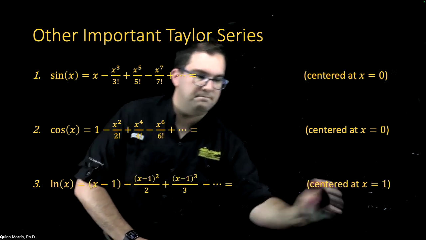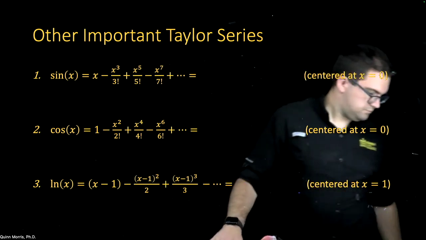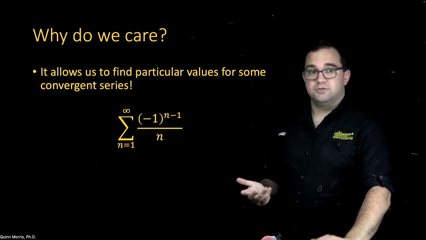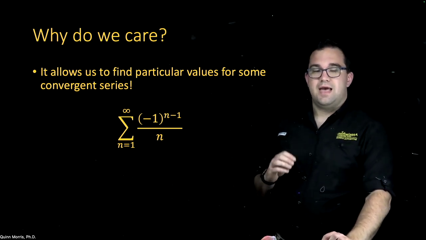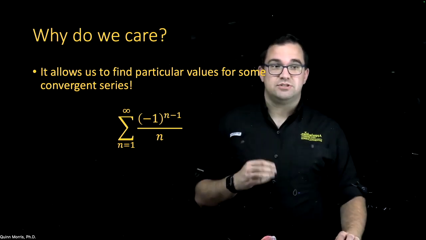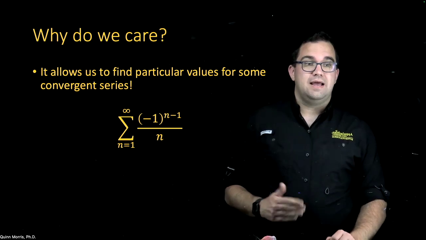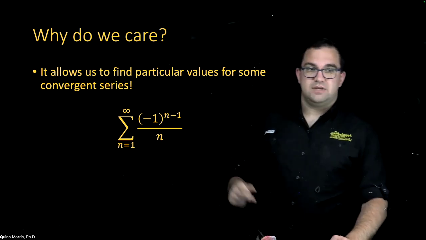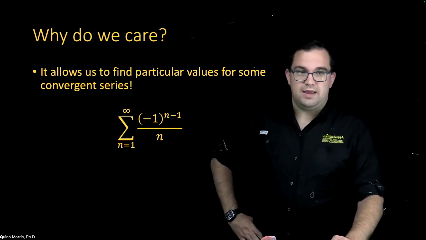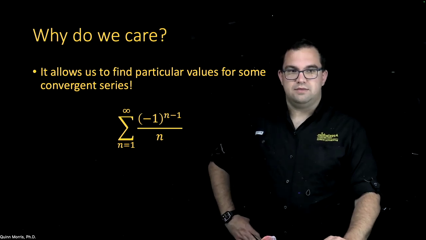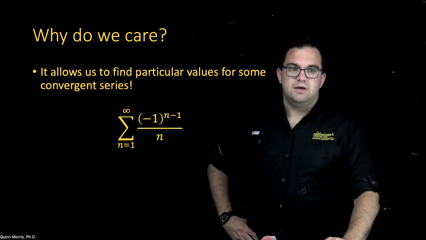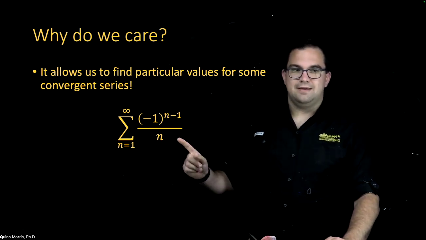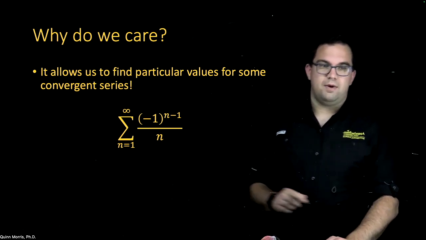All right. And again, why do we care about all this stuff? One of the really nice things about Taylor series is that when we recognize that a given series is a Taylor series evaluated at a particular point, it allows us to find the value to which the series converges. So take, for example, this series. Usually when we say the alternating harmonic series, we're talking about minus 1 to the n over n. So this is really like negative the alternating harmonic series.